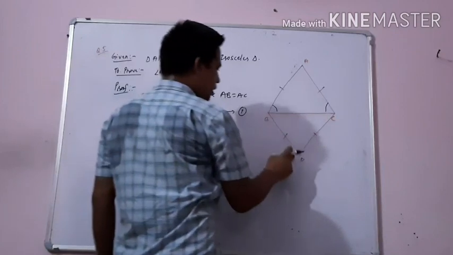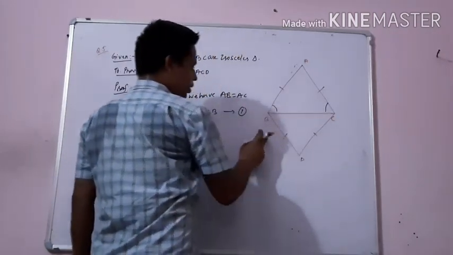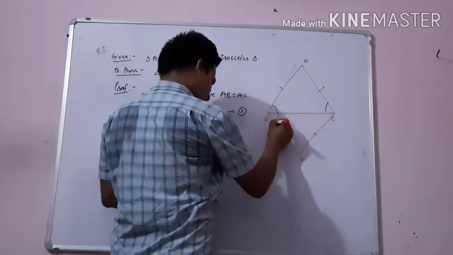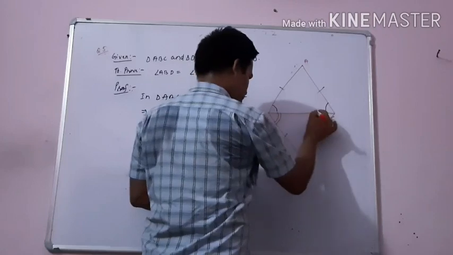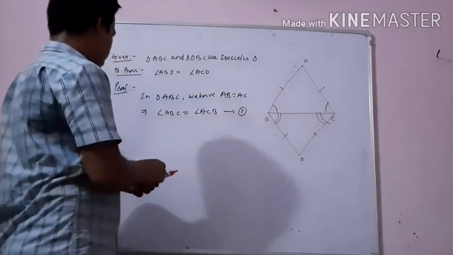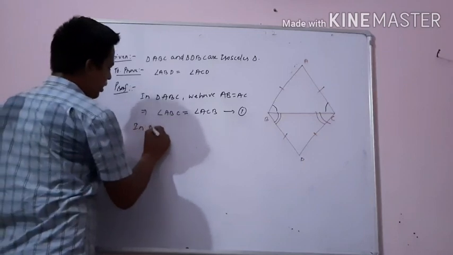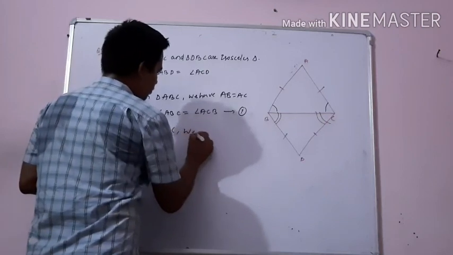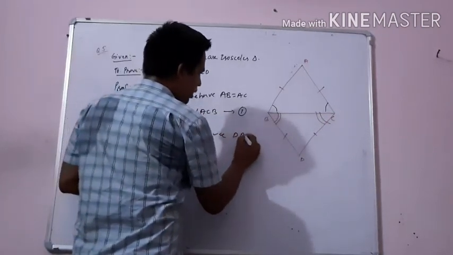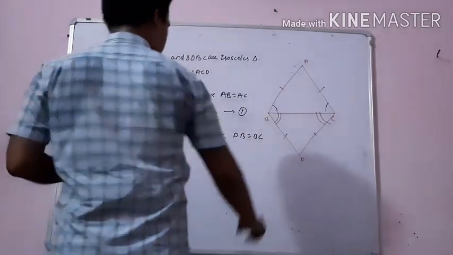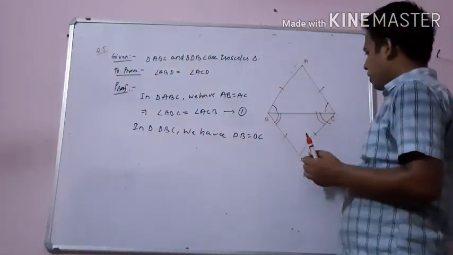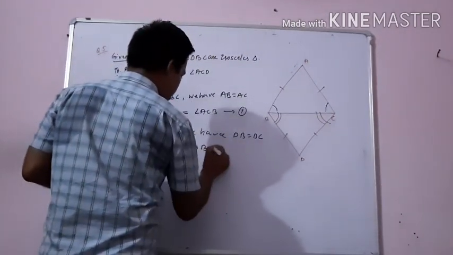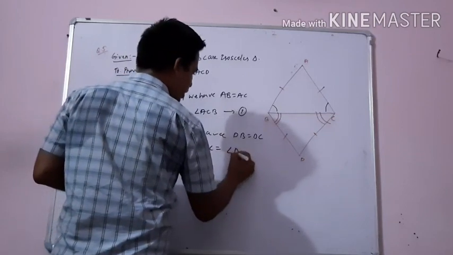Similarly, in triangle DBC, DB equals DC. So opposite angles will be equal. I am marking by red marker. So this angle will be equal. What you will write? In triangle DBC, we have DB equals DC. This will imply angle DBC equals angle DCB.